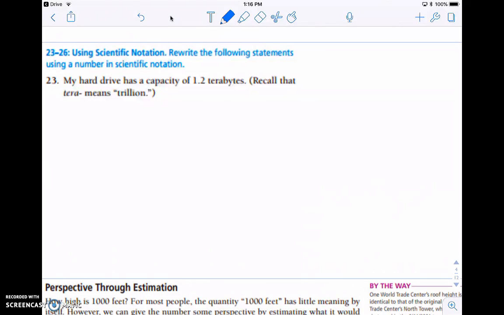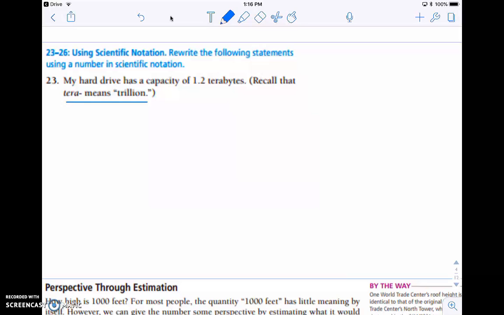Let's look at this one right here. So we're going to rewrite the following statement using a number in scientific notation. So we talk about hard drives in computers or phones or whatever the case may be, and it says my hard drive has a capacity of 1.2 terabytes. And remember that a terabyte, so tera means trillion. That was from an earlier lesson in one of the tables. And so we want to know how would we write that in scientific notation.